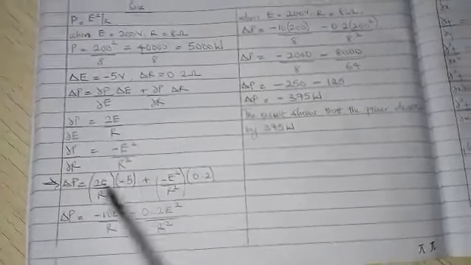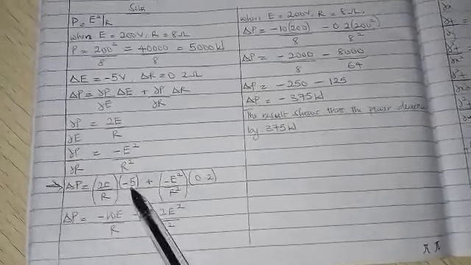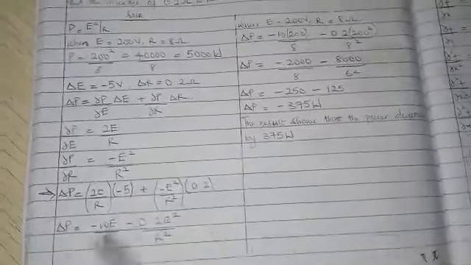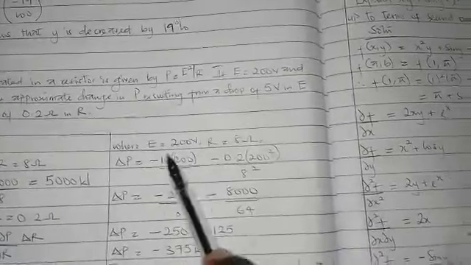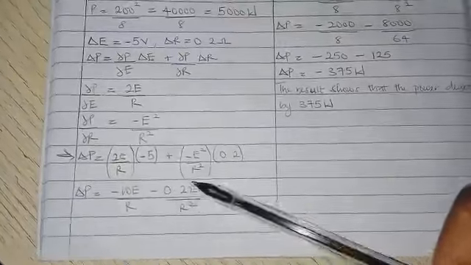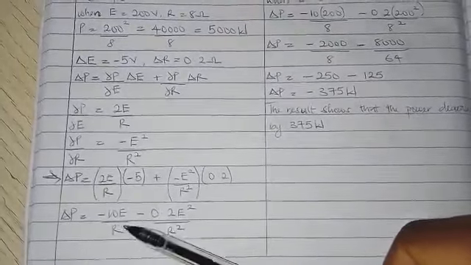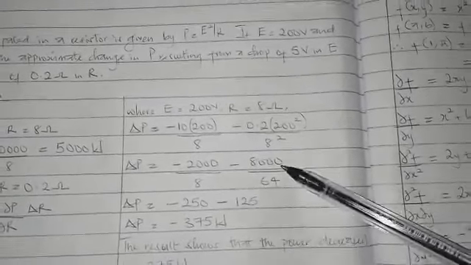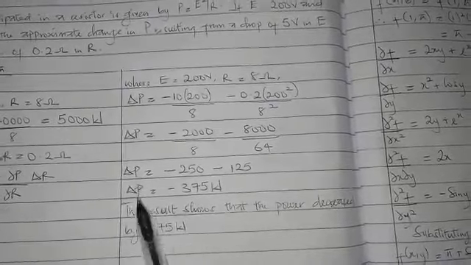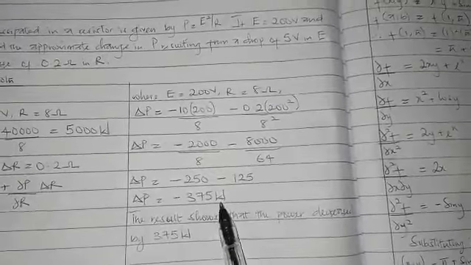So put this into the formula. We have 2E over R times minus 5, plus minus E squared over R squared times 0.2. Open the brackets, this is what you have, where E is equal to 200 volts. Okay, from here we put in the values of E to be 200 and R to be 8. That's what we did here. You get your delta P. Our final result shows that delta P is equal to minus 375 watts.